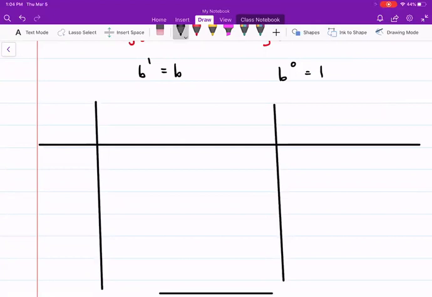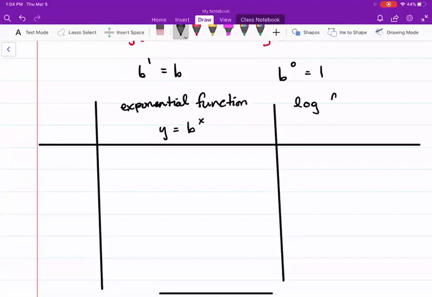So we're talking about the exponential function, which was y is equal to b raised to the x, and we're going to compare it to the log function, which we have two forms. We have x is equal to b raised to the y, or log base b of x is equal to y.